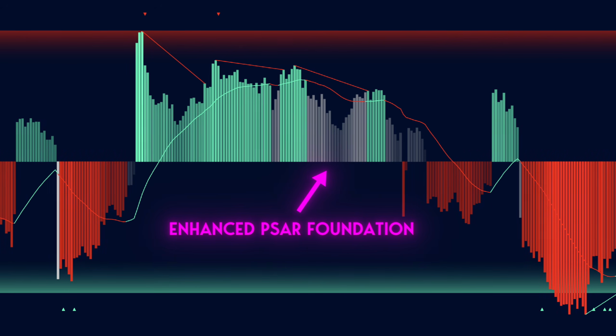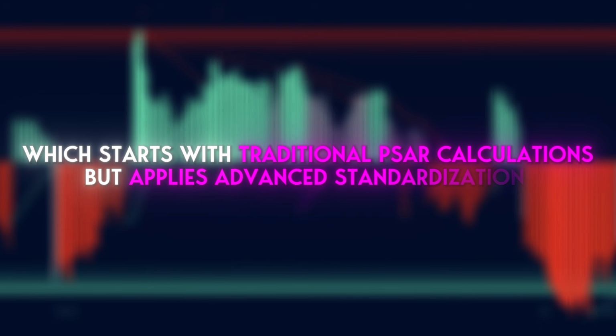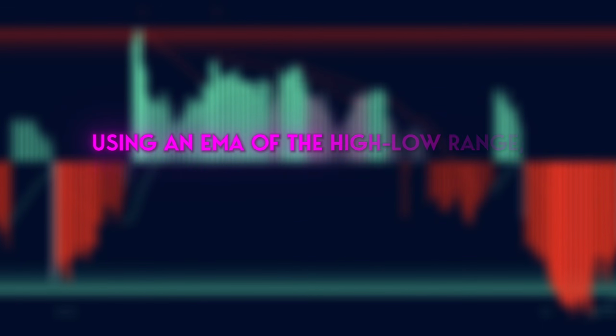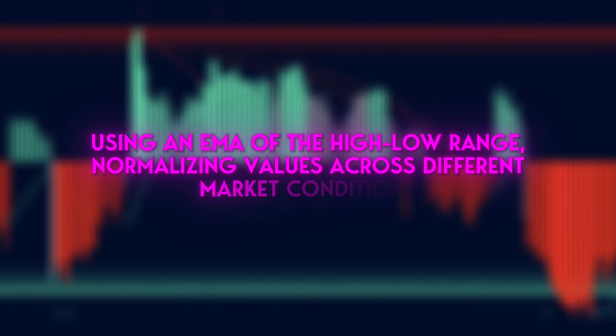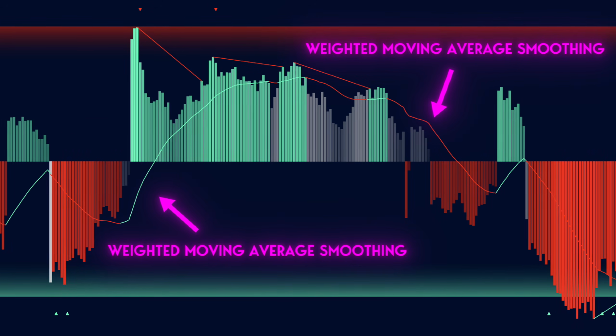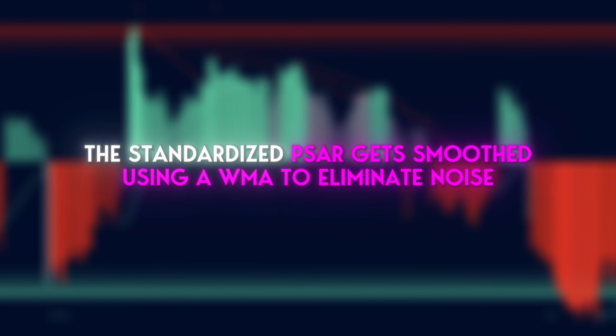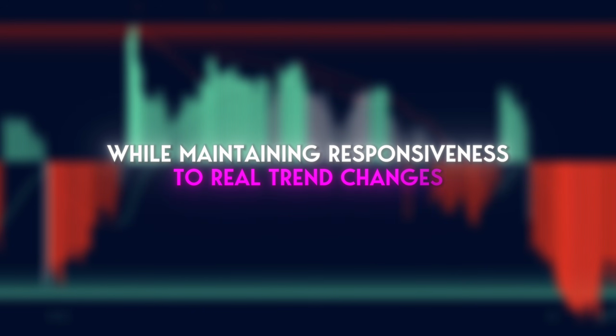First is the Enhanced PSAR Foundation, which starts with traditional PSAR calculations but applies advanced standardization using an EMA of the high-low range, normalizing values across different market conditions. Second is the Weighted Moving Average Smoothing. The standardized PSAR gets smoothed using a WMA to eliminate noise while maintaining responsiveness to real trend changes.